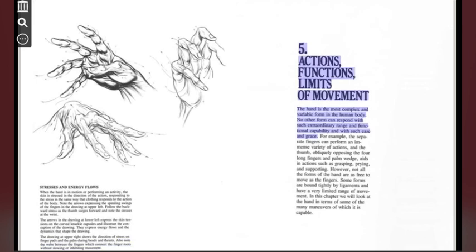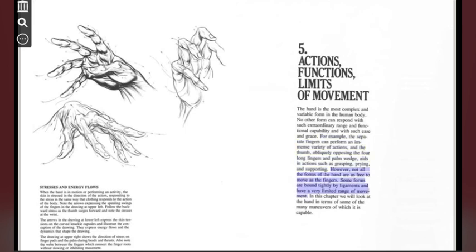D. Actions, functions, limits of movement. The hand is the most complex and variable form in the human body. No other form can respond with such extraordinary range and functional capability and with such ease and grace. For example, the separate fingers can perform an immense variety of actions, and the thumb, obliquely opposing the four long fingers in palm wedge, aids in actions such as grasping, prying, and supporting.